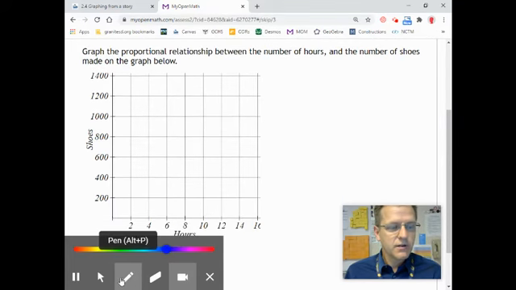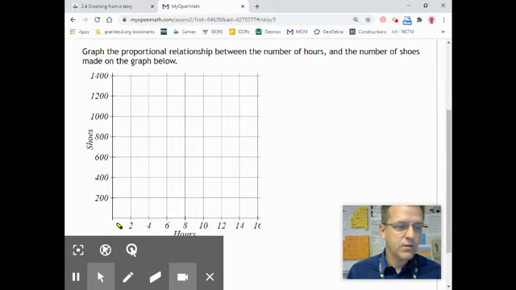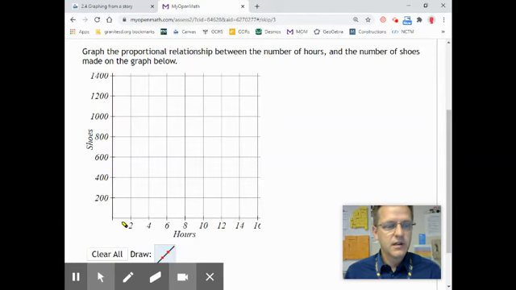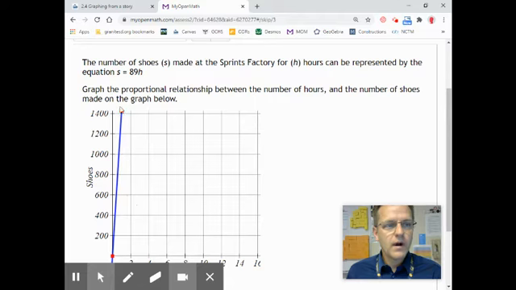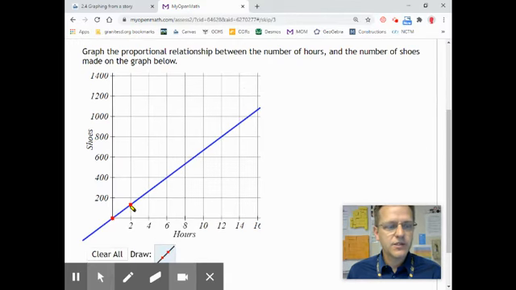Where would you start? Well, I think an easy place to start is how many shoes would you have made in the factory right when you open the doors of the factory. First thing in the morning, you unlock the doors, people walk in, start punching in the time clock. How many shoes have you made? Well, 0. I think we all understand that. You haven't made any shoes yet. You just opened the factory. Then after 1 hour, you've made 89 shoes.